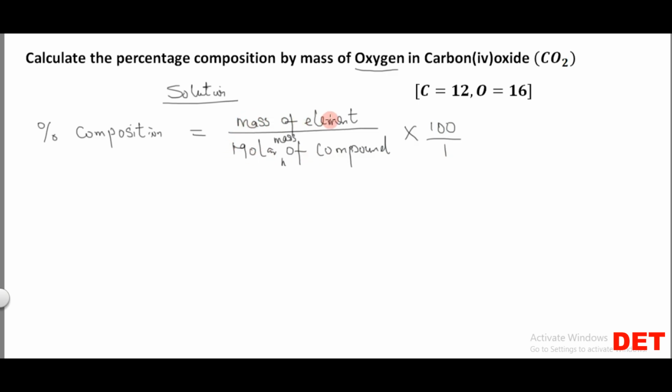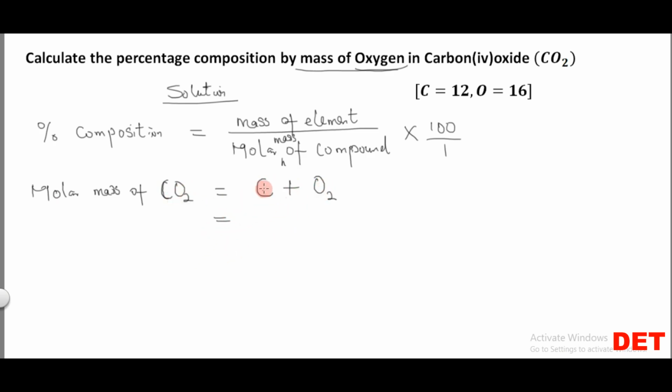So the element here is oxygen, because we are asked to calculate the percentage composition by mass of oxygen, and the compound here is carbon dioxide. First of all, I would like to look for the molar mass of carbon dioxide. The molar mass of carbon dioxide, CO2, is equal to carbon plus O2.